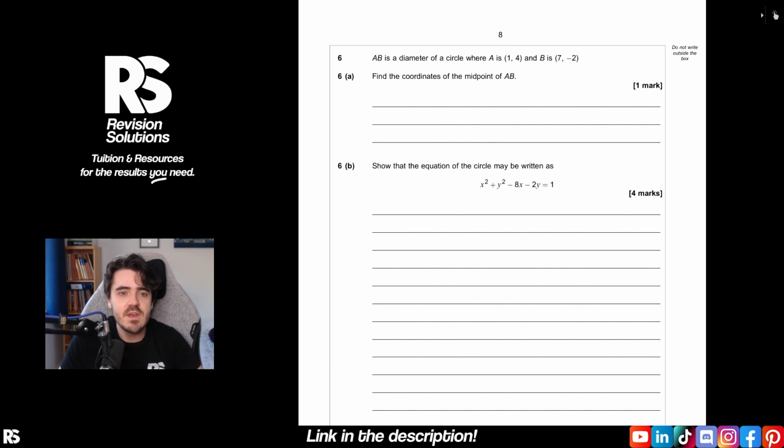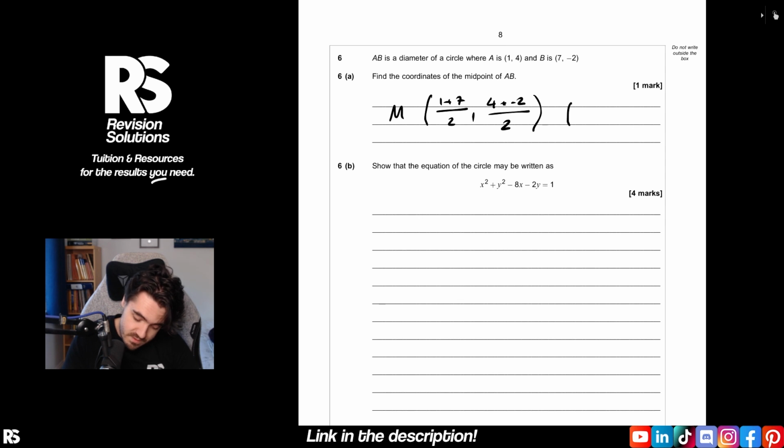For question 6, it says AB is the diameter of a circle where A has coordinates 1, 4 and B has coordinates 7, minus 2. Can we find the coordinates of the midpoint? Well, to find the midpoint between any 2 points, we simply average the coordinates, or add them up and divide by 2. So the midpoint is going to have coordinates of 1 plus 7 divided by 2, and 4 plus minus 2 divided by 2. If we simplify that down, 1 plus 7 is 8, divided by 2 is 4. And then 4 plus minus 2, that's 2, divided by 2, that's 1.